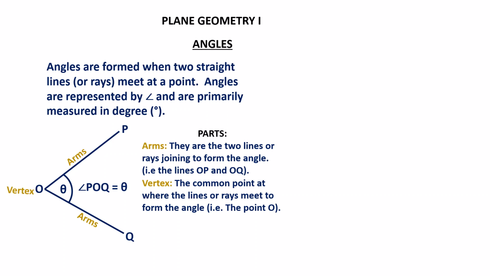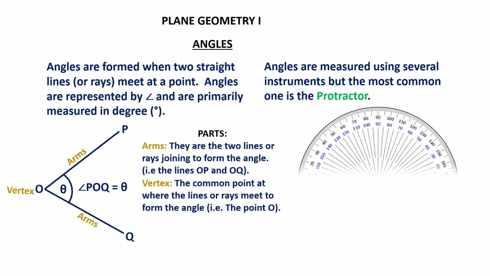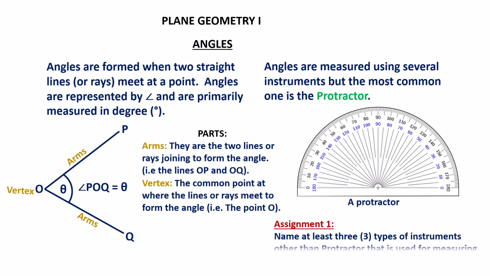Also, angles are measured using several instruments, but the most common one we use is the protractor. As students, we can find this protractor in our mathematical sets. Now, since angles are measured using several instruments, our first assignment for this lesson is to name at least 3 other instruments that are used for measuring angles and how they are used.